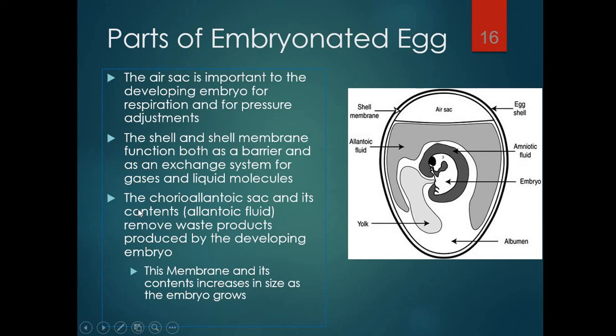The chorioallantoic sac and its contents. The allantoic fluid removes waste products produced by the developing embryo. This is the chorioallantoic membrane or chorioallantoic sac. This is the sac that helps to remove the different kinds of waste which are present during the development of the embryo.